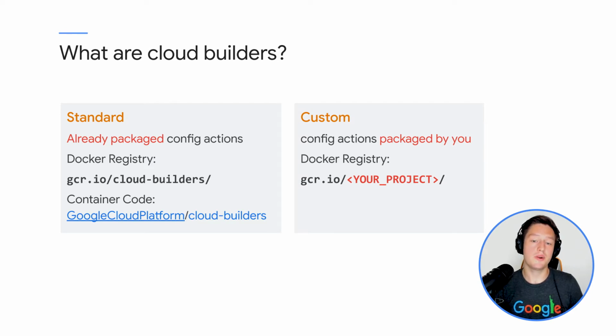Standard builders are already packaged configuration actions that are really common, such as building a Docker container and pushing that Docker container to a registry. All these prepackaged configuration actions are in the Google Cloud Platform / Cloud Builders repository. These are available for you to use. Custom Cloud Builders are special configuration actions that you have to package into Docker containers yourself. Generally, these are pushed to your own Google Cloud Registry.